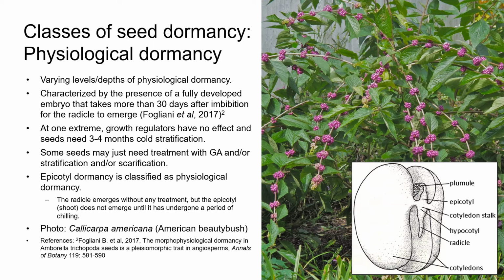Physiological dormancy is characterized by the presence of a fully developed embryo, unlike morphological dormancy, and it usually takes more than 30 days after imbibition for the radicle to emerge. In their classification system, the Baskins identified varying levels or depths of physiological dormancy. One type of physiological dormancy is epicotyl dormancy, where the radicle emerges without any treatment, but the epicotyl, the shoot, doesn't emerge until it's undergone a period of chilling.